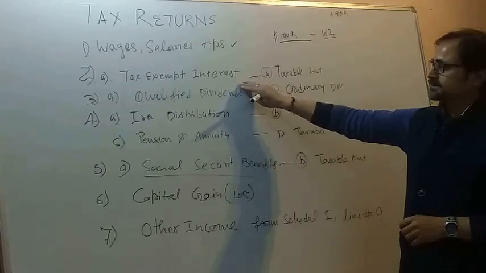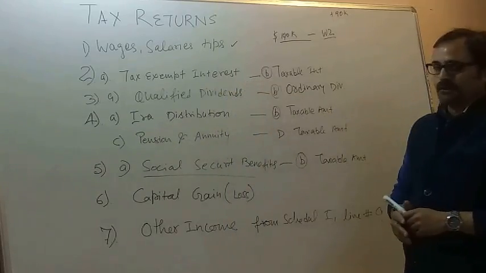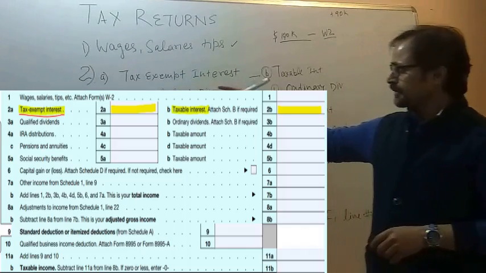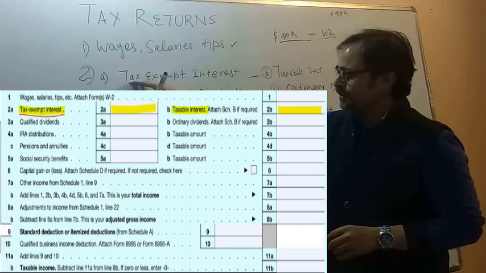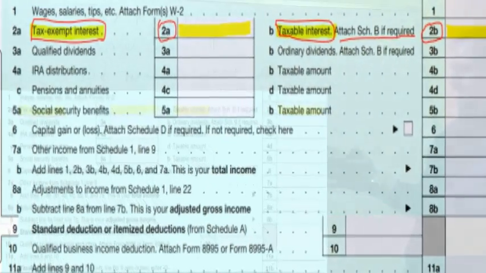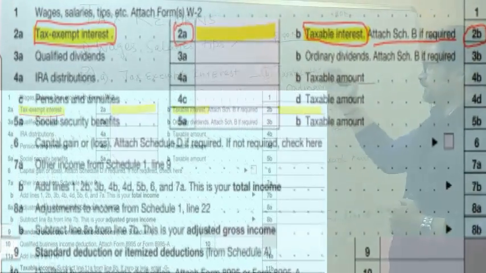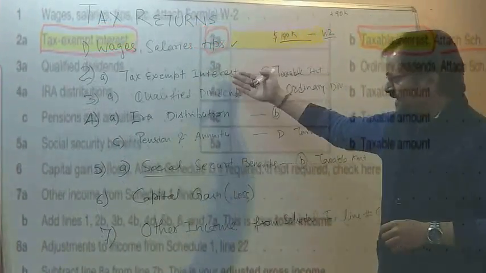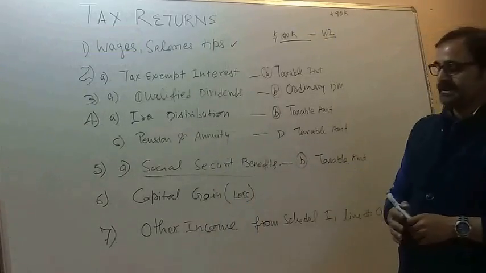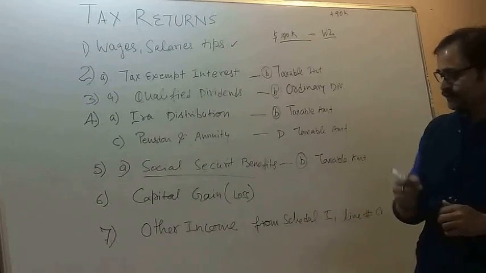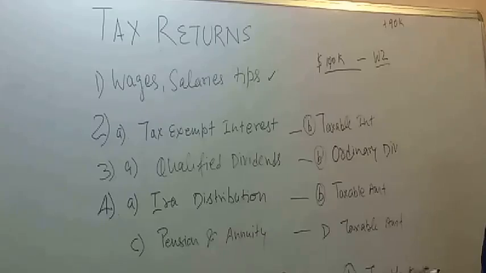Okay. The next is tax exempt interest. Now I'm going to explain something different. Number 2, 3, 4 and 5. There are two sections, A and B, line 2A and line 2B. So what I'm going to say here, all these left side column, that is going to give us the income that is non-taxable. Let me give you an example.